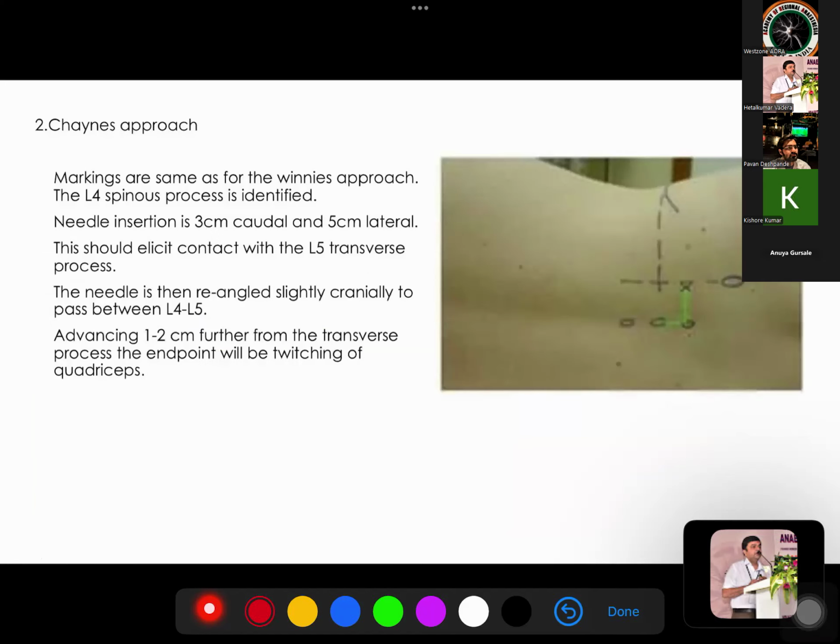So coming to the Chinese approach, marking is the same as the venous approach, L4 spinous process is identified. So the needle is inserted 3 cm caudal and 5 cm lateral. This should elicit a contact with the L5 transverse process. The needle is then re-angled slightly cranial to pass between the L4 and L5. Advancing 1 to 2 cm further from the transverse process, the endpoint will be twitching of quadriceps.